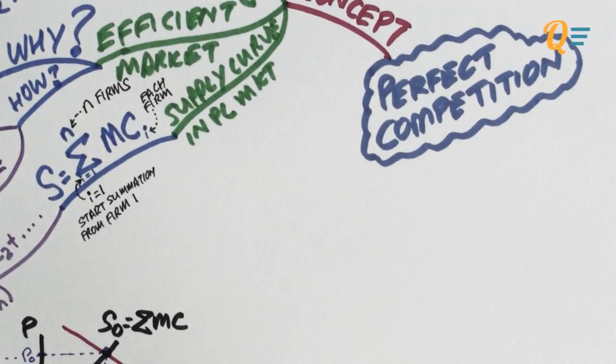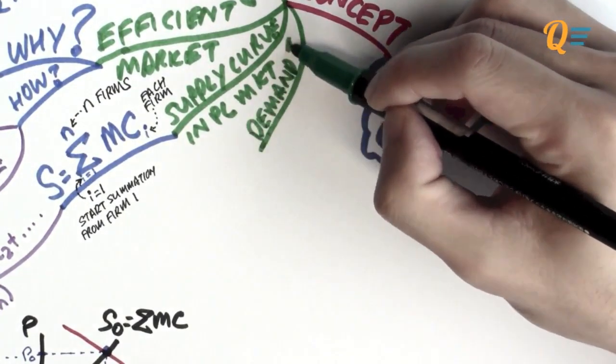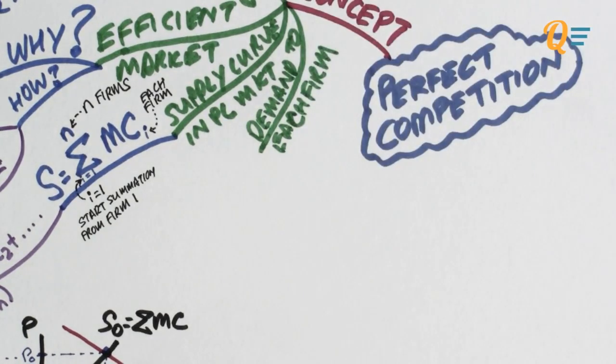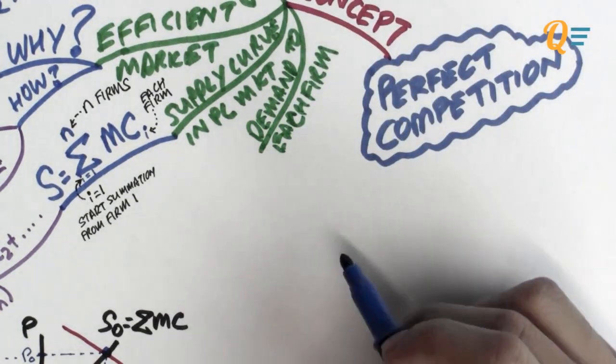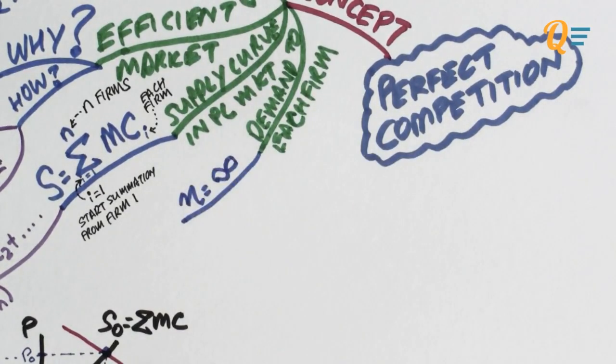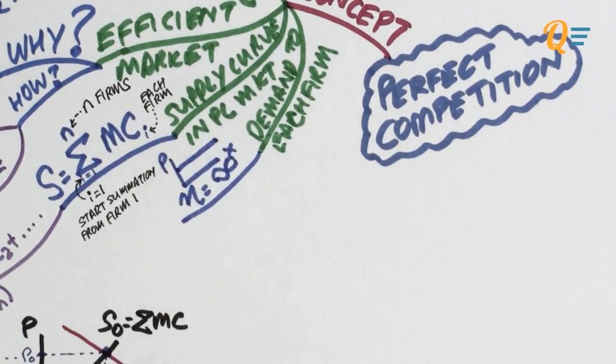Now let's move on to something that sounds a little bit counterintuitive, but I want to talk about the demand to each individual firm in a perfectly competitive market. You're going to notice that the demand to each firm is actually perfectly elastic. What that means is that the demand curve each firm is facing is a flat, horizontal line. That is their demand curve.